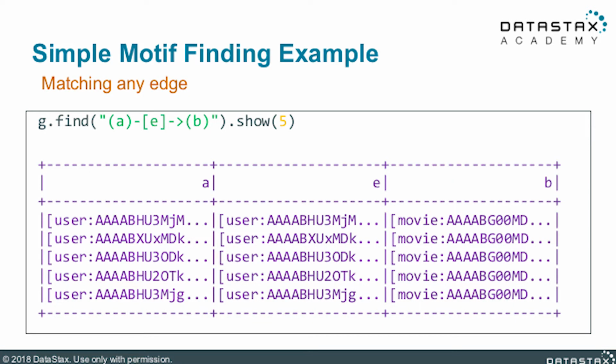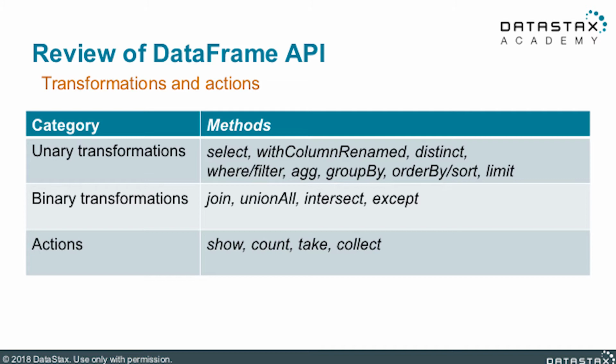This simple motif finding example uses a unit pattern to match all edges in our graph and returns a data frame with 3 columns. We show the first 5 found edges. Likely, this is not the most useful query you can think of. To make things more interesting, we need a way to restrict vertex and edge labels as well as property values. This can be done with DataFrame API.